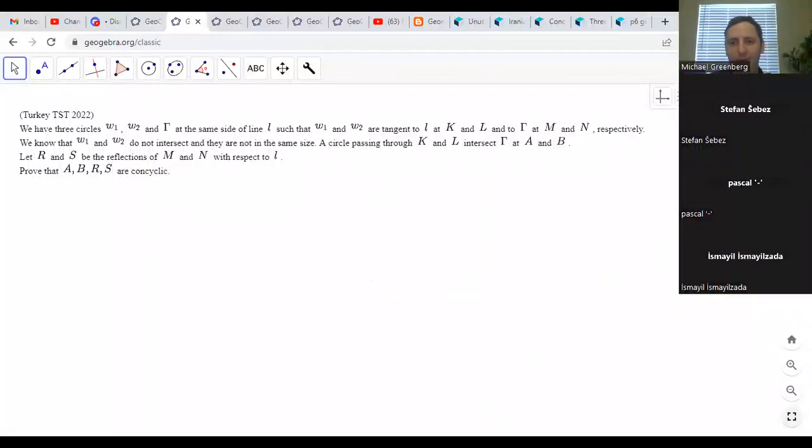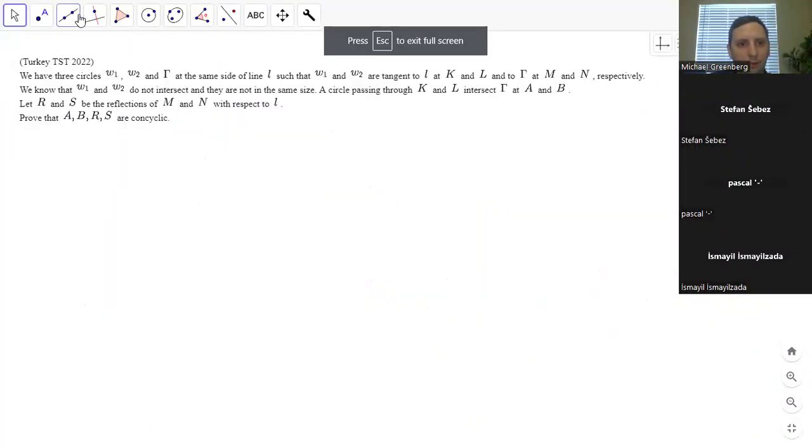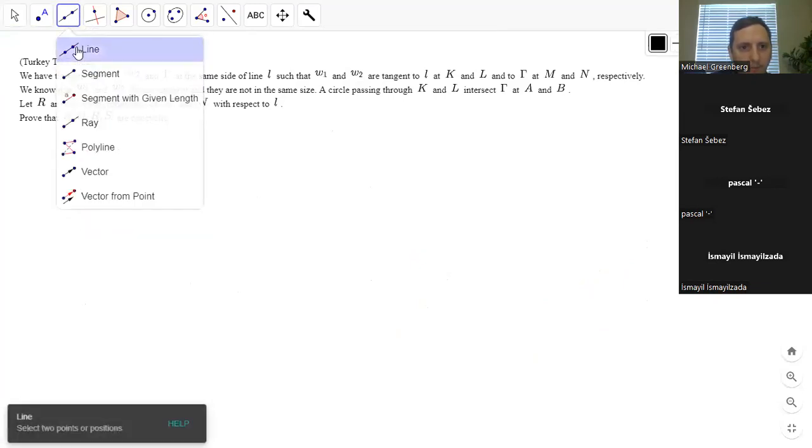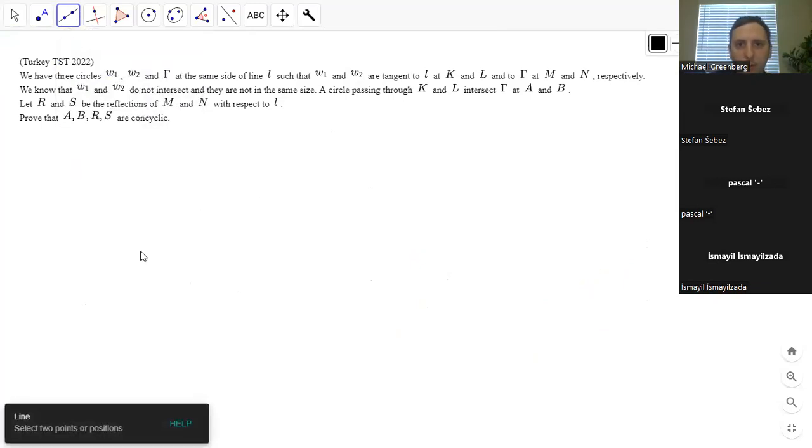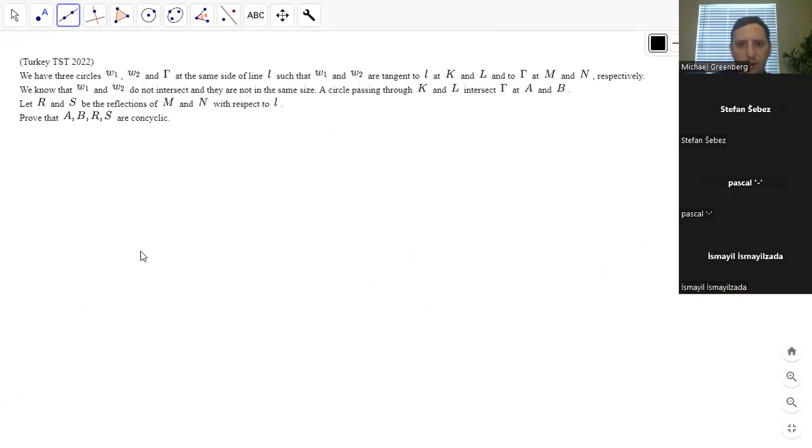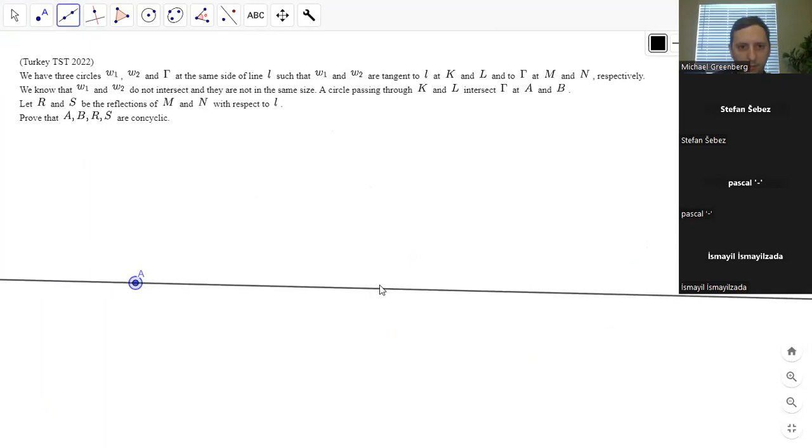So yeah, that was kind of an elegant problem. We have three circles on the same side of the line L, so that omega 1 and omega 2 are tangent at K and L. And they're also tangent to gamma at M and N. Okay, so maybe inversion would make this easy. This seems like it might be an inversion problem. So let's see.